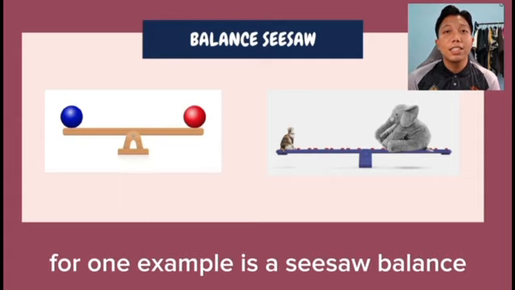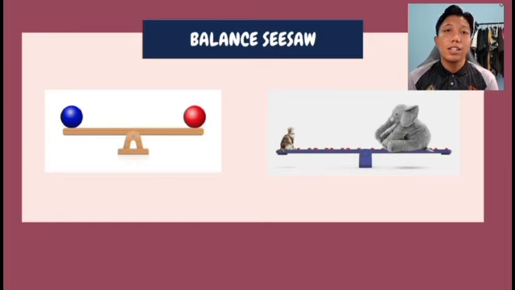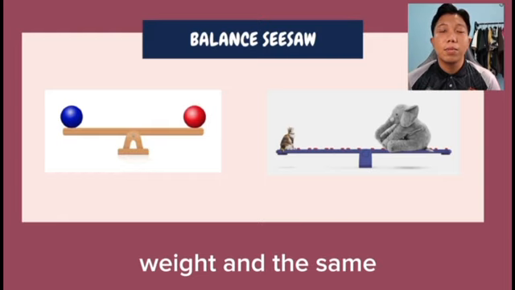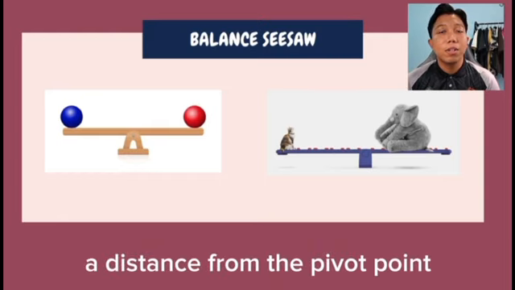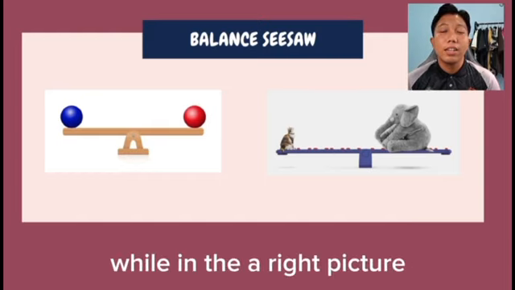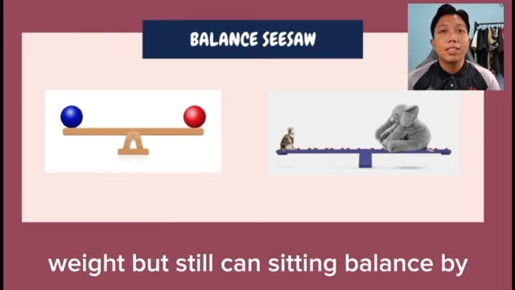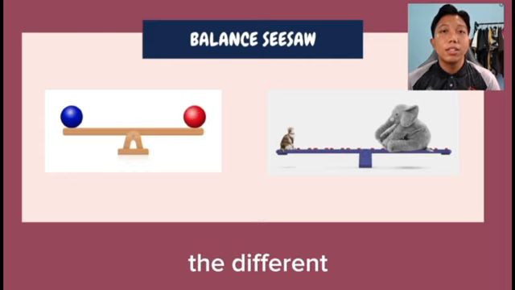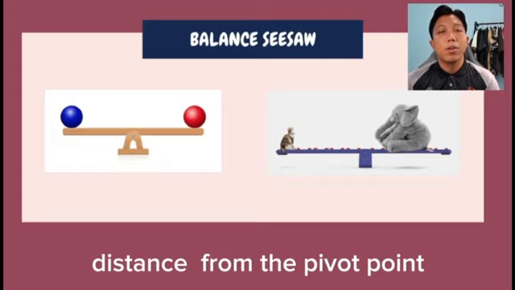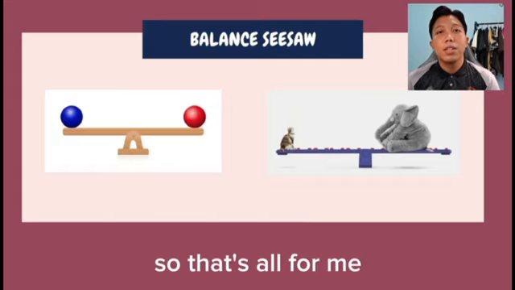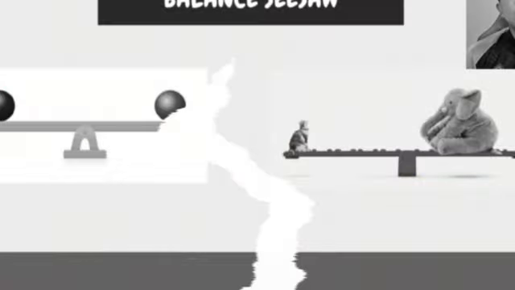One example is a seesaw balance. In the left picture, there is the same weight and the same distance from the pivot point, while in the right picture there are objects with different weights that can still sit balanced at different distances from the pivot point. So that's all for me. Let's move on to the example question.